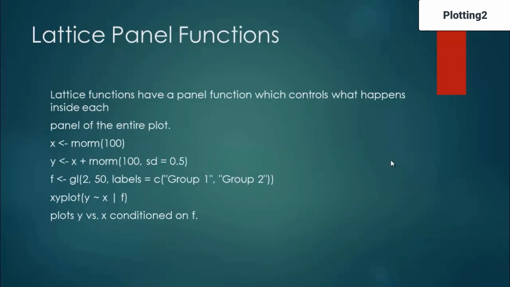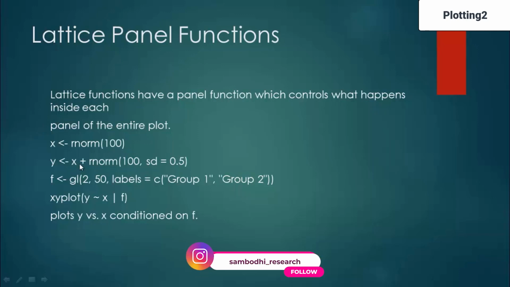So what are some of the lattice plot panel functions? Lattice functions have a panel function which controls what happens inside each panel of the entire plot. Let's assume x is rnorm(100), and y is x plus rnorm(100, sd = 0.5). So we're basically combining two random normal variables and adding them. And f is gl(2, 50, labels), grouping them into group 1 and group 2.